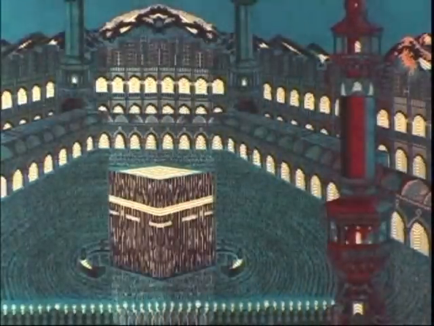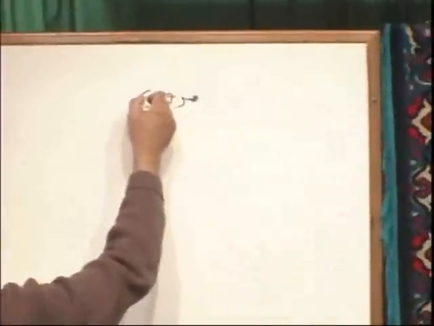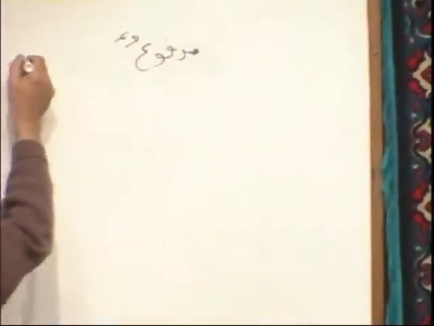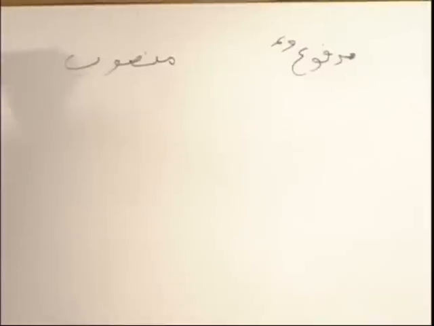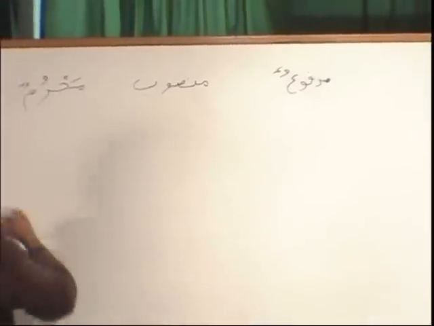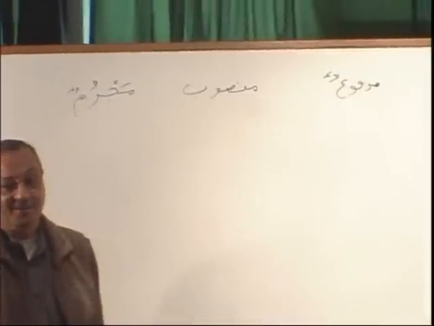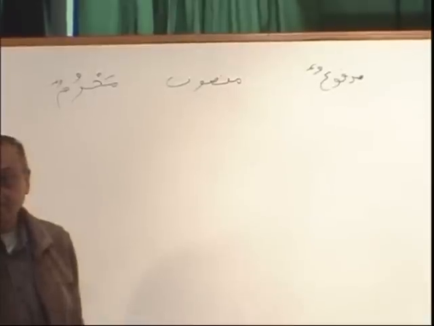So, in ism, we have three halats. And in fi'l mudari'a, we have three halats. And what are those three halats, brothers and sisters? Marfu', mansub, and majzum. This we have to remember all the time.